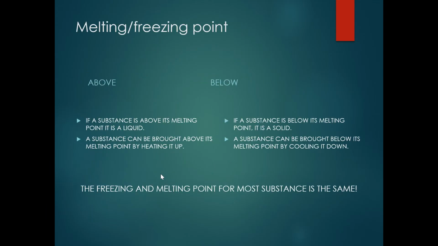So how do we differentiate? Well, if you happen to be above the melting point, freezing point, that temperature, then the substance is going to be in its liquid state. If you're below the freezing melting point, that means it has too little energy to go into a liquid state, then you're going to be in a solid state. So you can cool things down past that temperature to make them a solid, or warm things up above that temperature to make a liquid.